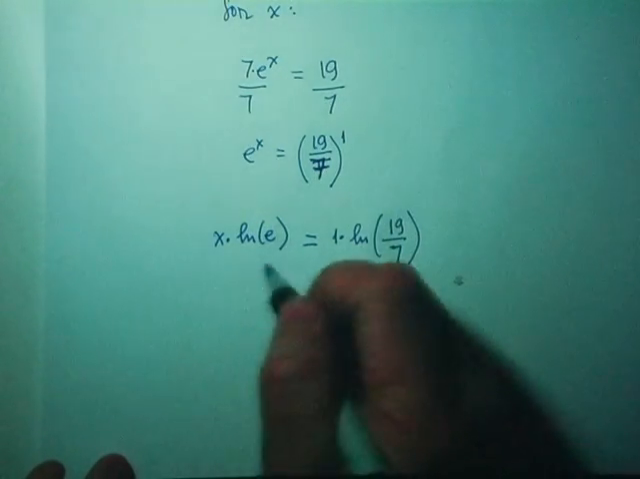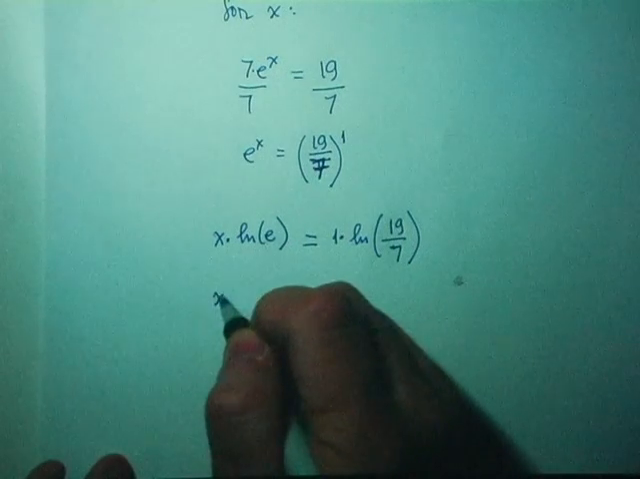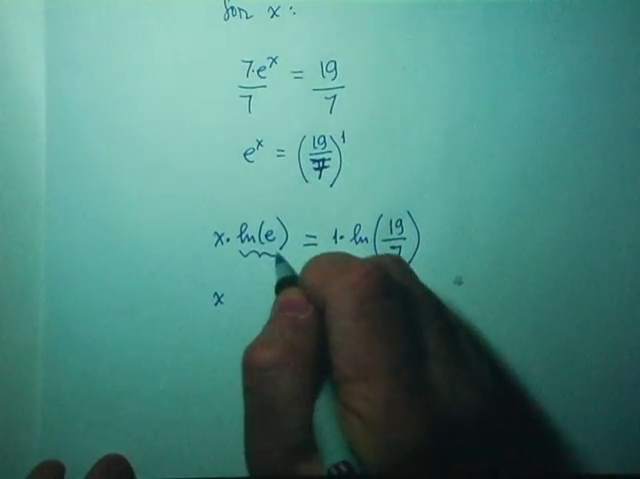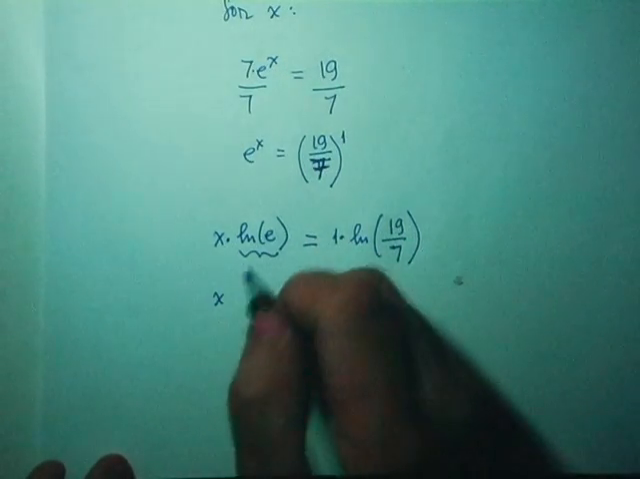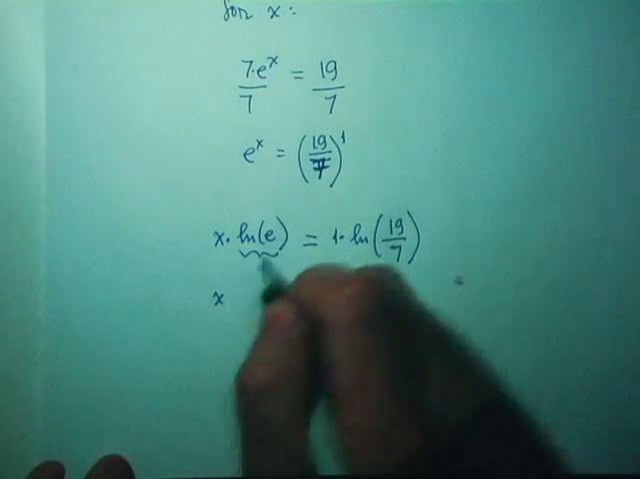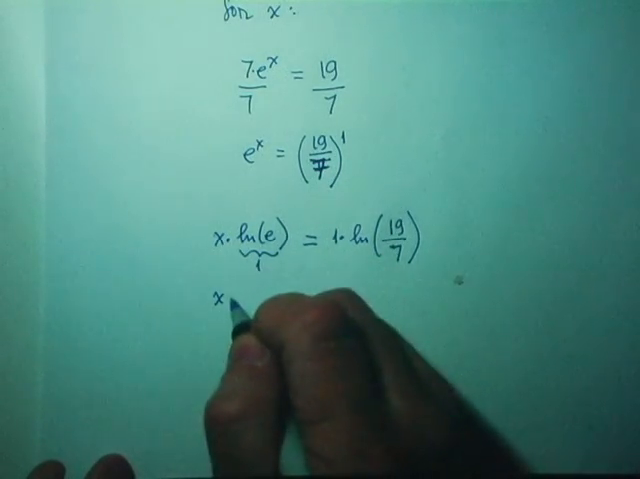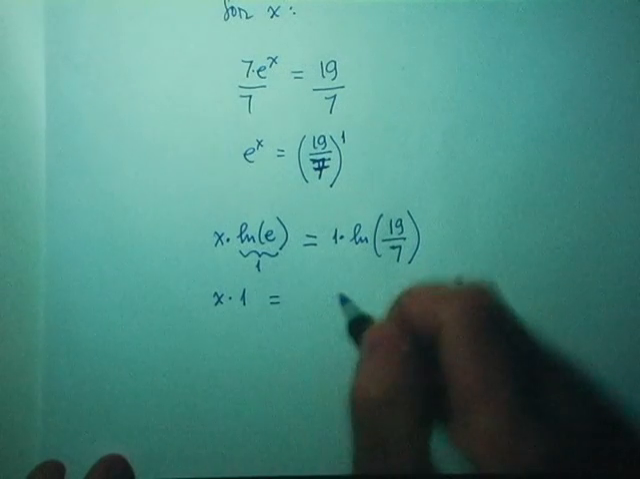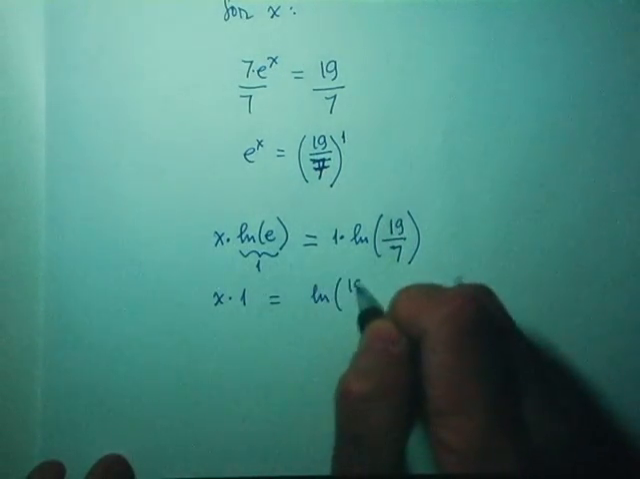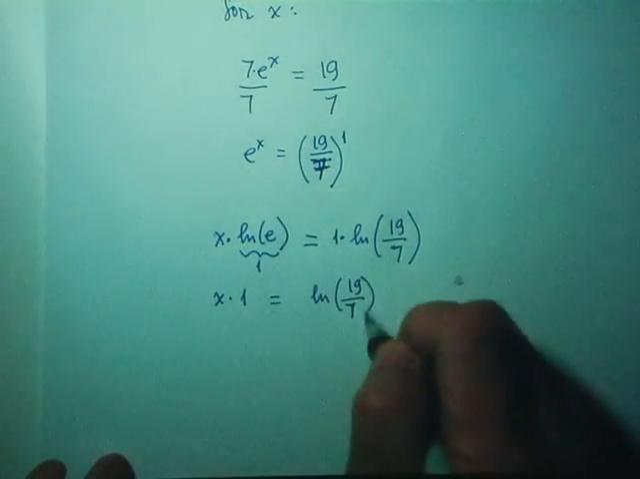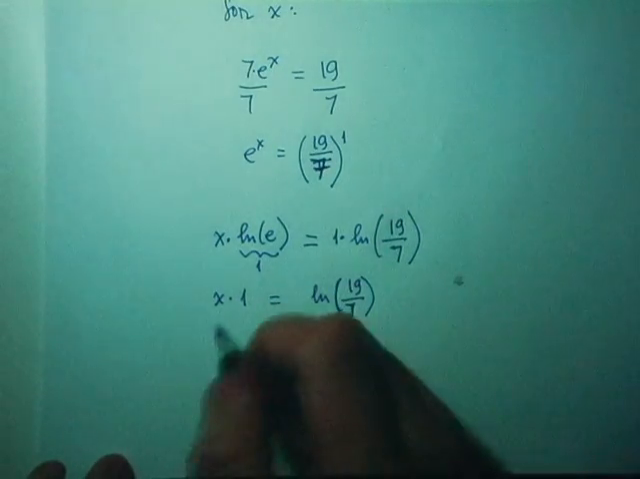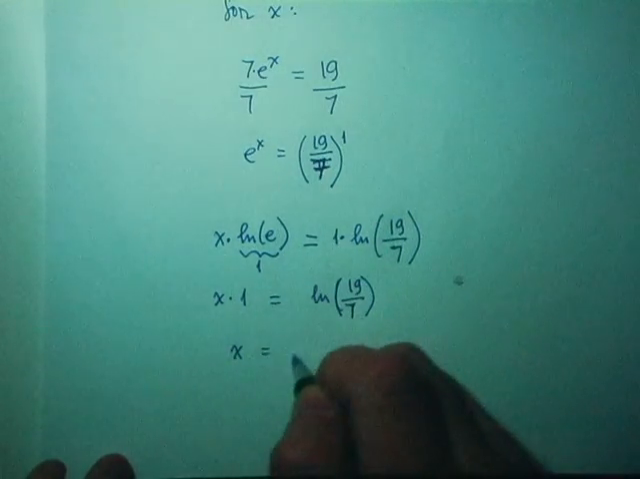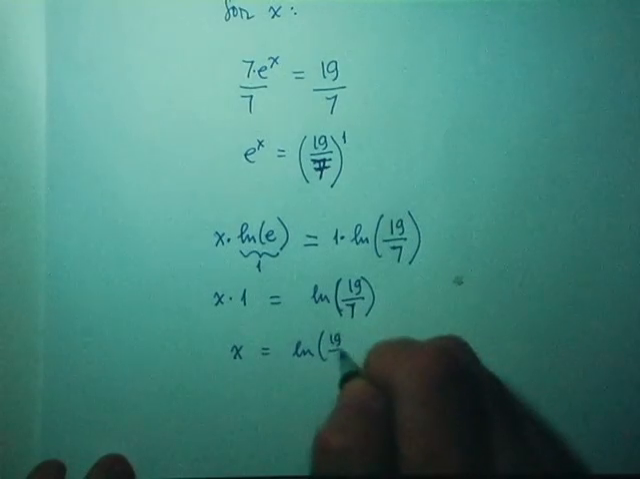And so now at this point, the good thing with natural log in this problem is natural log of e, without thinking, I can see that natural log of e equals 1. So on my left hand side, I have x times 1 equals natural log of 19 over 7. Okay? And so that will give me x equals natural log of 19 over 7.